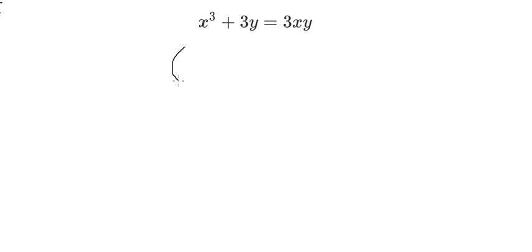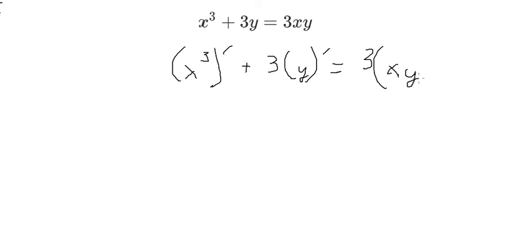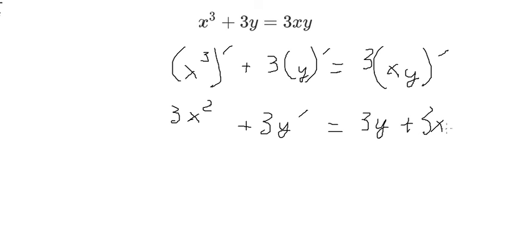So we do the first derivative for both sides. So this one you get 3x squared. This one you get the first derivative of y. This one we do the first derivative of x. You get 3y. So we do the first derivative of y. You get 3x times the first derivative of y.